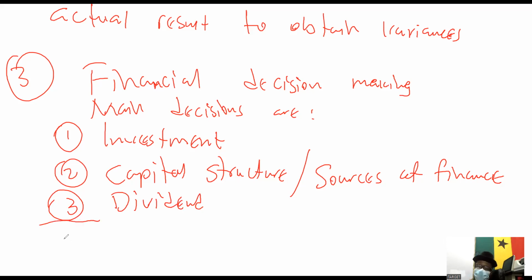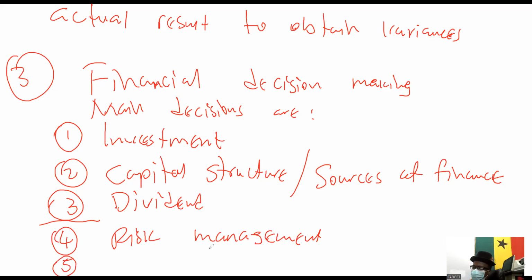The rest that I'm adding are recently added. Number 4, risk management. And then the last one is working capital management. Working capital management decisions is very important. So these are the 3 main ones, and then the rest have been added to it.